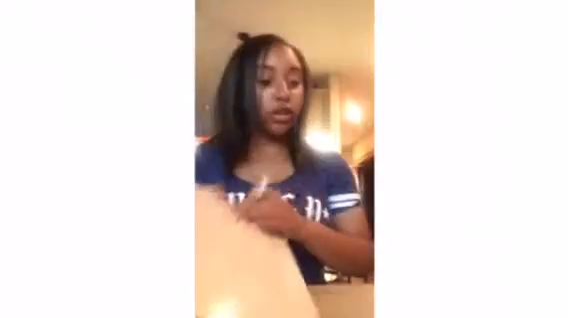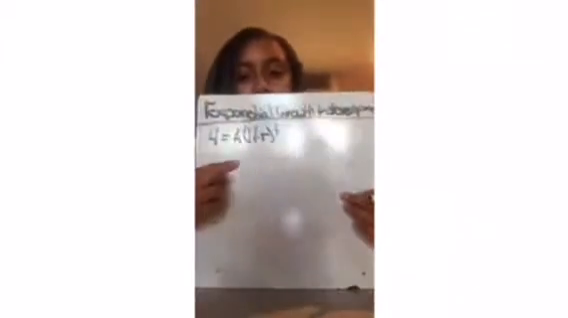The first thing you need to know when it comes to exponential growth or decay is your formula, which in this case is going to be y equals a parentheses 1 plus r parentheses t. So this is what it's going to look like once you get done.